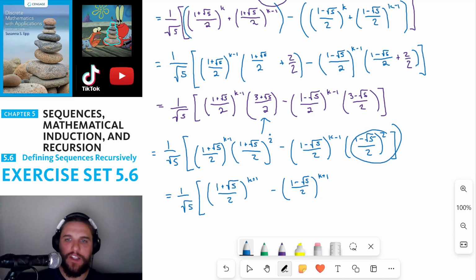We were missing these two important pieces so that we can fix these exponents to be a k plus 1.